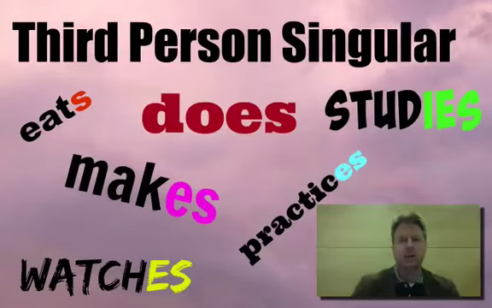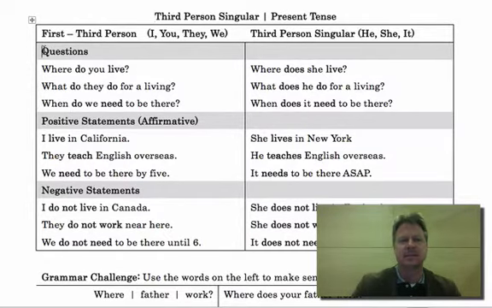Hi, hello. In this video, we're going to look at the third person singular in the present tense and how we have to add an S or use does when we make sentences. So let's go ahead and look at some basic sentences. And we're going to look at sentences as questions, as positive statements, sometimes called affirmative, and negative statements.